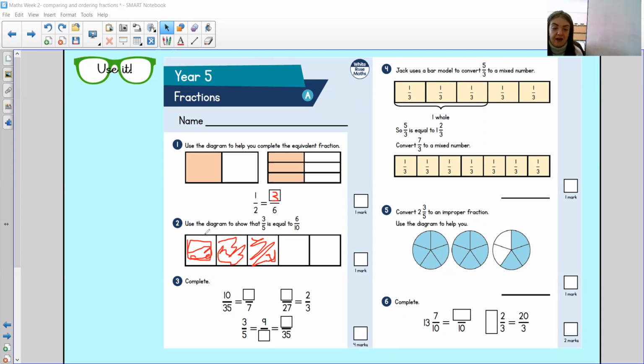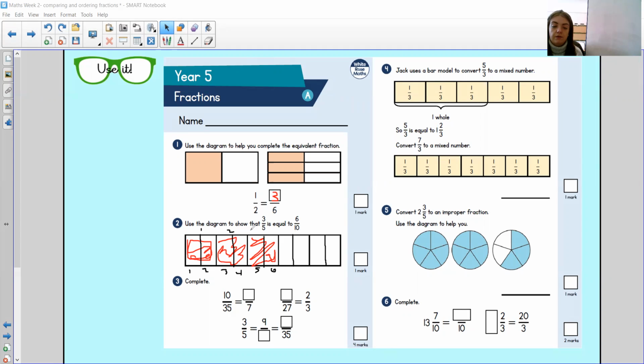So I've done my 3/5, and I'm simply going to chop these bits in half, because I know that that is now going to give me tenths. So 1, 2, 3, 4, 5, and 6.